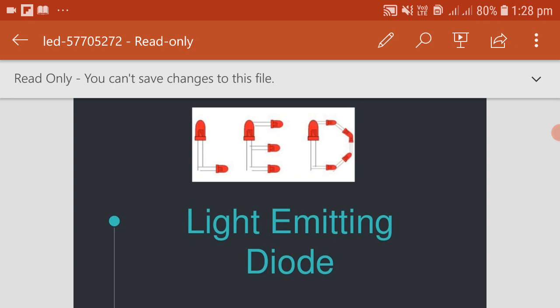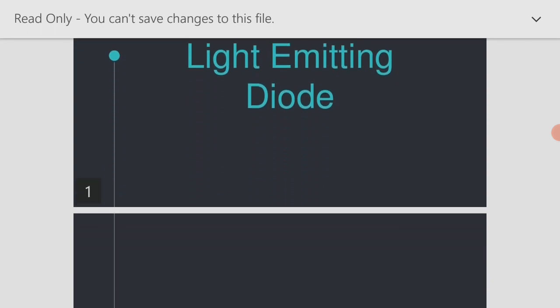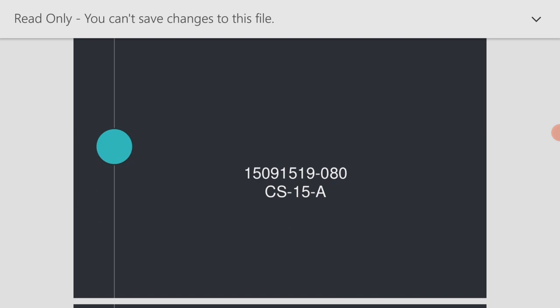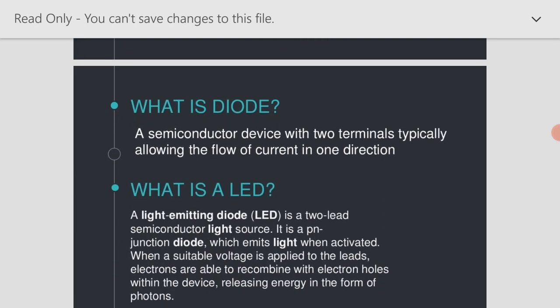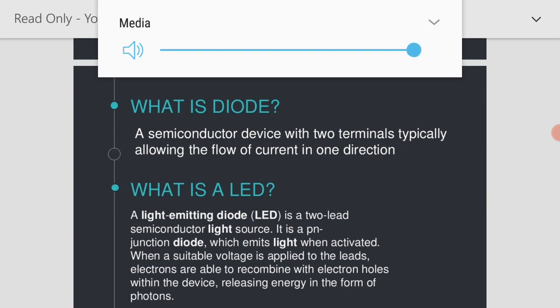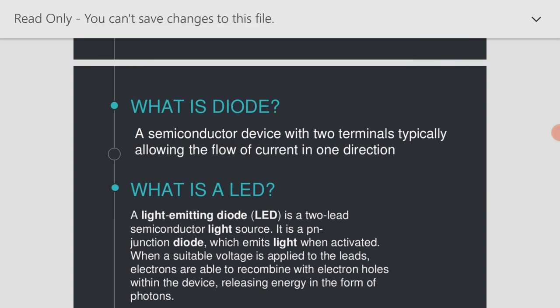Today I have a video lecture on the topic of light emitting diode, LED. What is a diode? Firstly we see what is a diode. A semiconductor device with two terminals, typically allowing the flow of current in one direction. What is a LED? A light emitting diode, LED, is a two-lead semiconductor light source. It is a PN junction diode which emits light when activated.